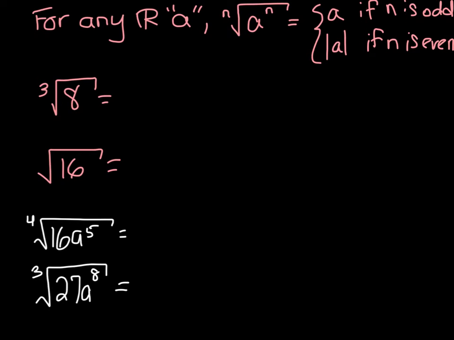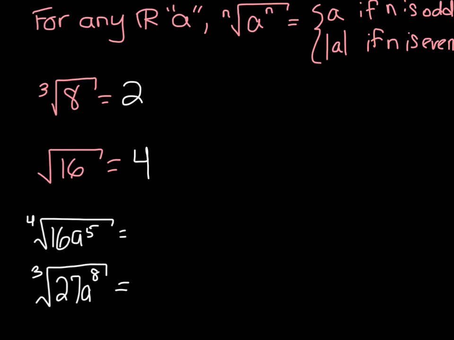When it's numerical, it's easy. But when it starts working with variables, that's when you have to remember to draw the absolute value symbols. If we have the cubed root of 8, like in the last slide, the cubed root of 8 is 2, because 2 times 2 times 2 is 8. You can't have a negative 2, because that would give you a negative 8. The square root of 16 is just 4, because the square root symbol is already drawn.